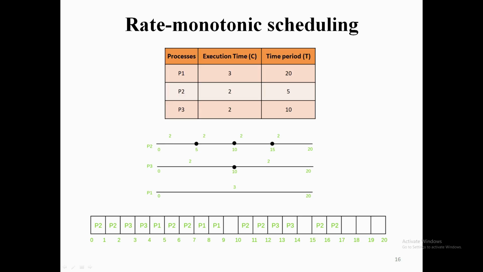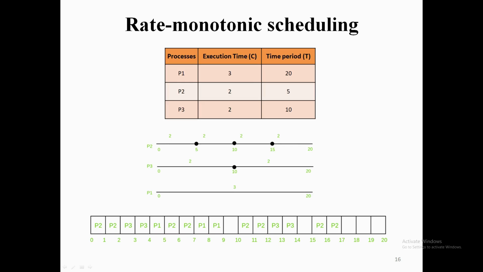Now let's see how it works. Starting with 0, the priority is decided by comparing the time periods of these three processes. Which one has the least time period? P2 has the least time period among these three, so P2 gets the highest priority, then comes P3, and then P1. So at first we give P2 to the processor. What is the execution time of P2? As we see here, it is 2 milliseconds. So 0 to 1 P2, and 1 to 2 P2.